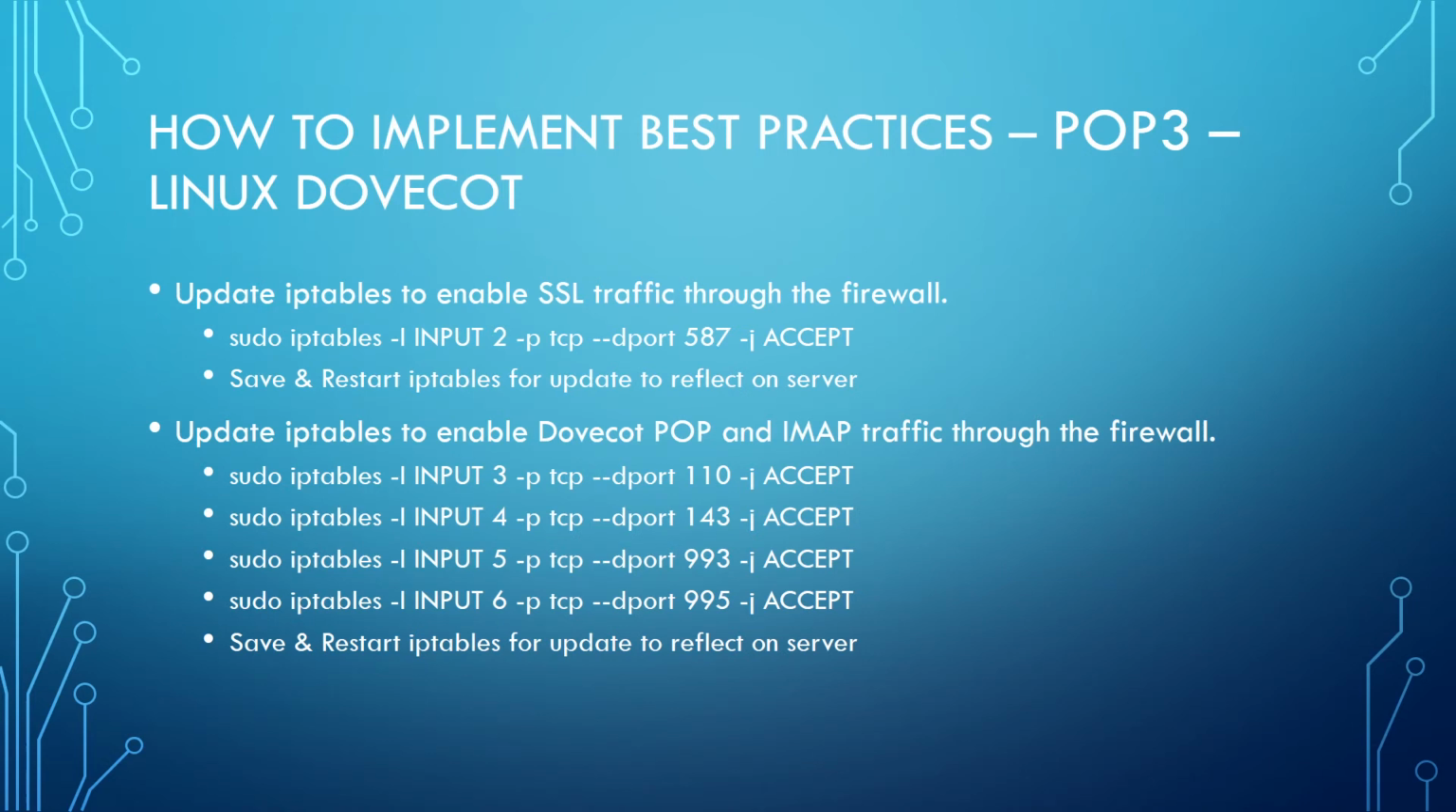You also want to update the IP tables to allow SSL traffic through your firewall, and you see the command line right there. And if you're doing a brand new install or your email server isn't working properly, these are the ports that need to be open for each type of POP and IMAP traffic.